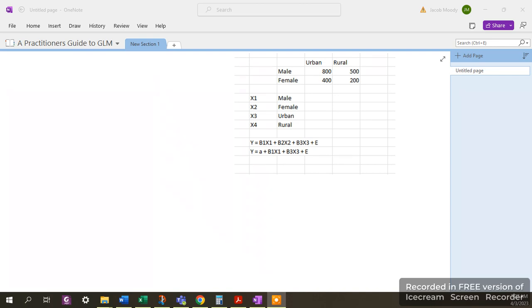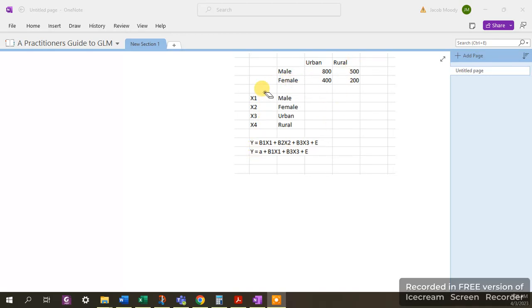This is part 1 of the practitioner's guide to the GLM example I'm going to do. This example is from the source reading, where they have male and female, urban and rural, and then how much the average was for each section. What you do is create a regression model that predicts what the next claim is going to be based on male or female, urban or rural.